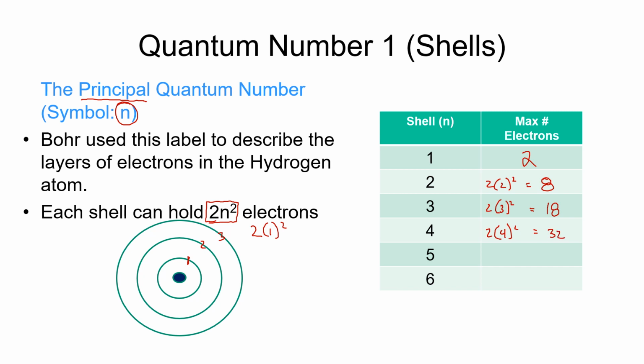And then we're going to go to the fifth level here. And it has 5 squared, which is 25, times 2, which is 50 electrons. And then we are going to finish off here in the sixth layer. 6 squared is 36, times 2 is 72 electrons in that outer layer. And there's not too many atoms that have electrons way out there, so most of our attention is going to be focused on these first four.